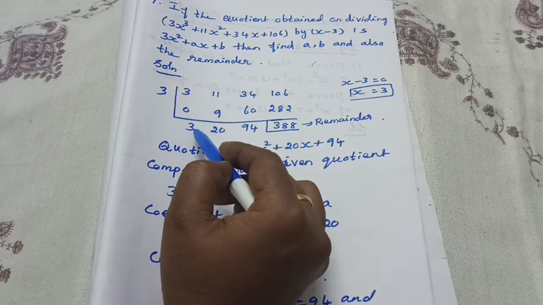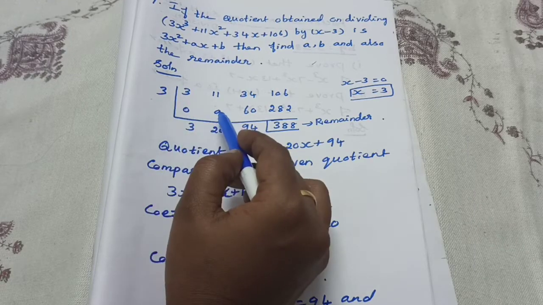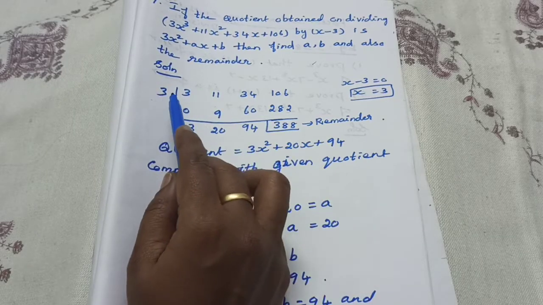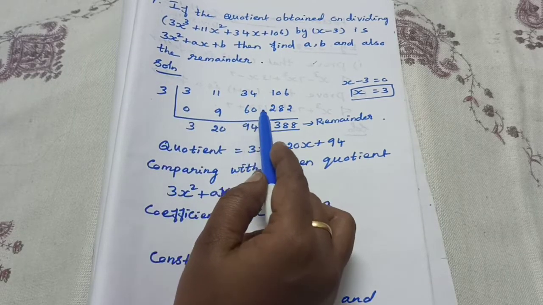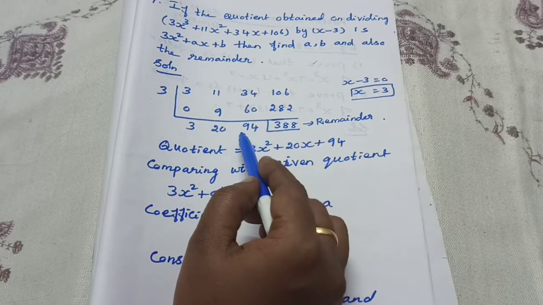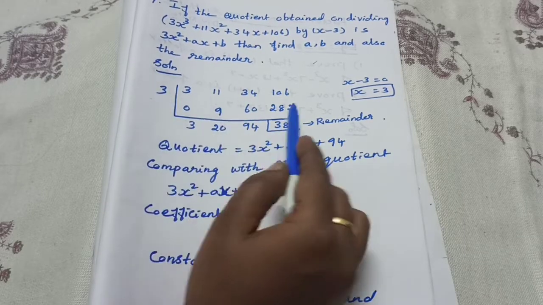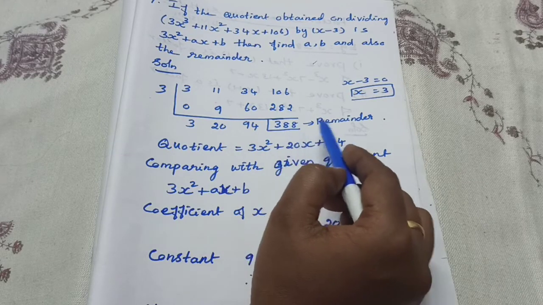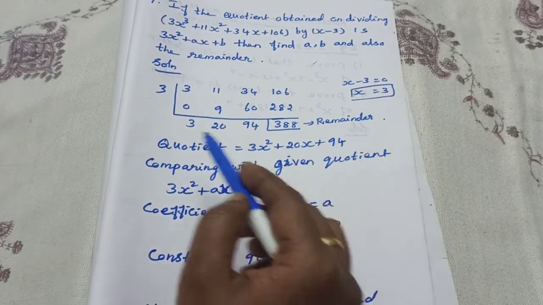3 plus 0 is 3. 3 3s are 9, write here, add these two to get 20. 20 and 3 multiply, write here 60. Add these two, 94. 94 and 3 multiply, 282. Then add these two, 388. This is the remainder.